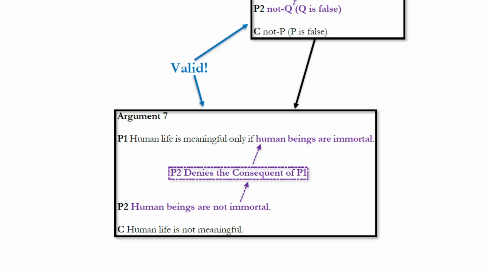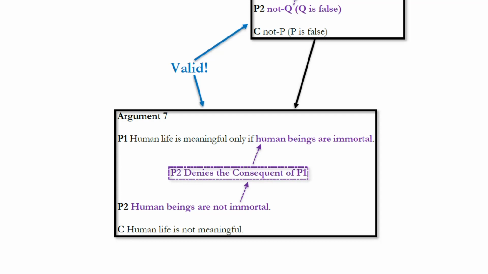Consider an additional example. Argument 7. Human life is meaningful only if human beings are immortal. Human beings are not immortal, therefore, human life is not meaningful. The first thing to notice about this example is that it uses the only if formulation for expressing a conditional.